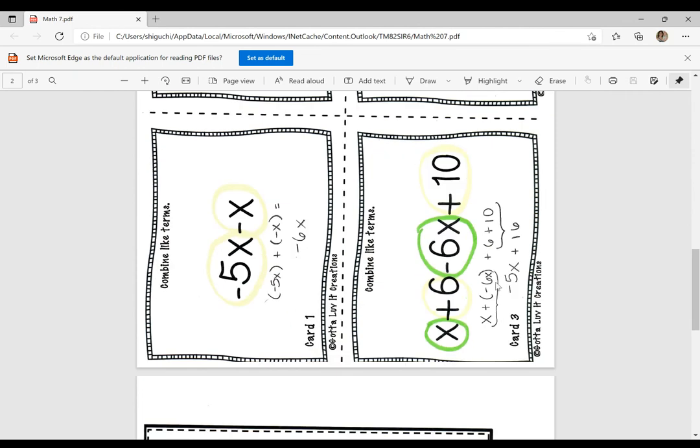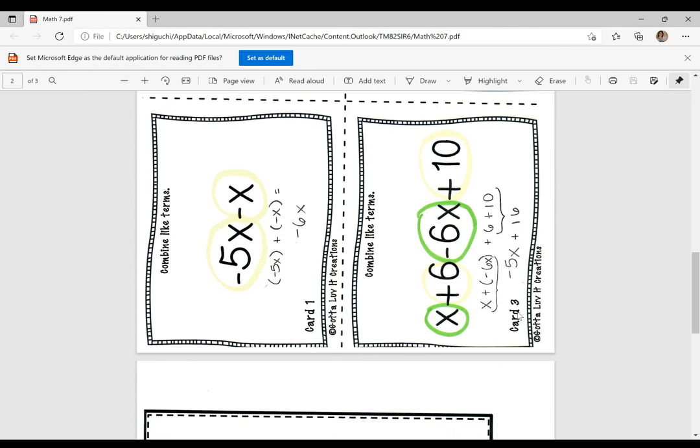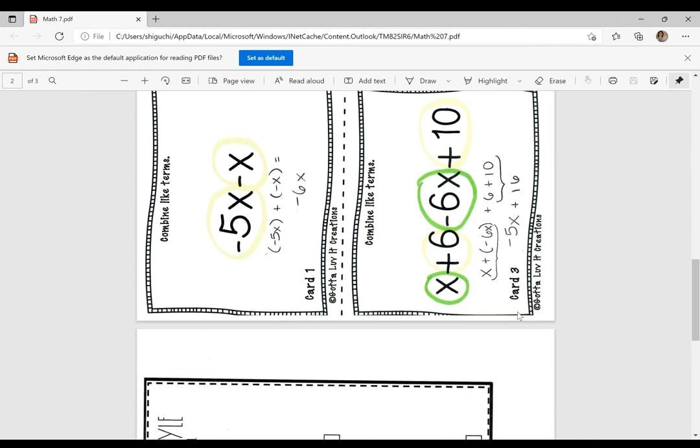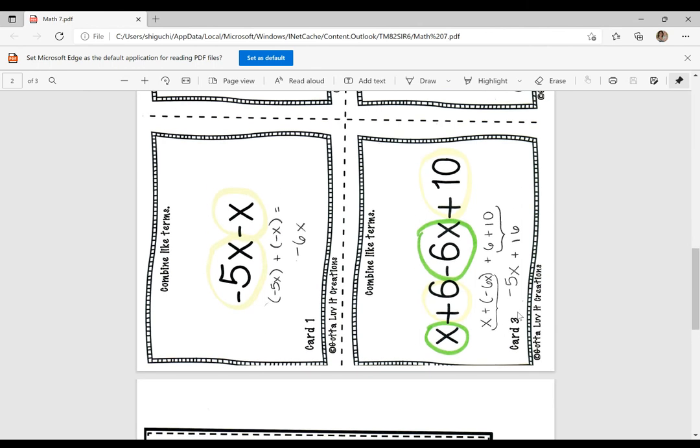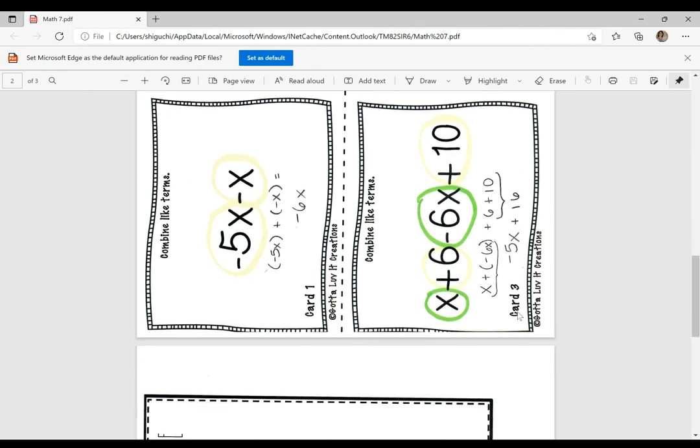Jumping down to card 3, you'll see that I have a mix of both variables and constants. So I circled the x's with a green highlighter and I circled the constants with a yellow highlighter. You can only combine the like terms. They have to have the same variable and the same exponent, or they have to be the constants. So you can see my work down below, and then I wrote my final answer beneath that. So please, on all of these, show your work, show what you combined. If you have colors, color code them or use symbols to distinguish the differences between the terms.